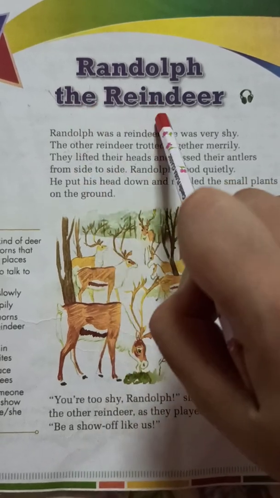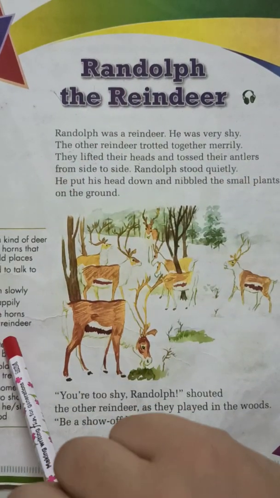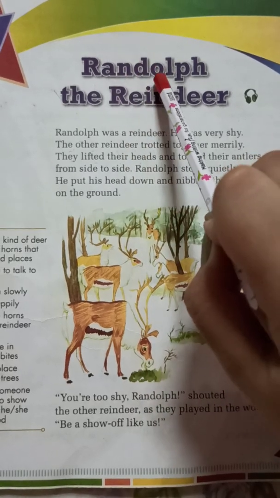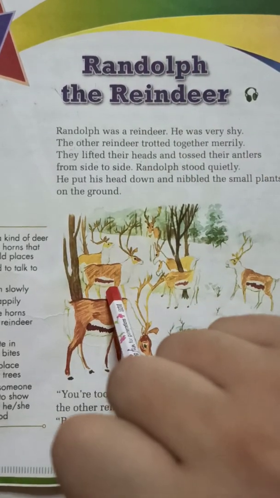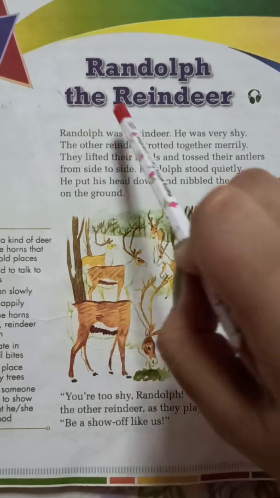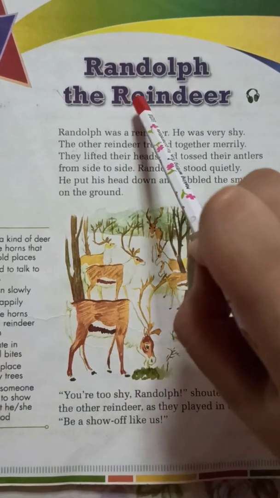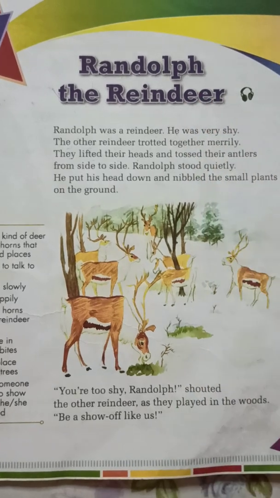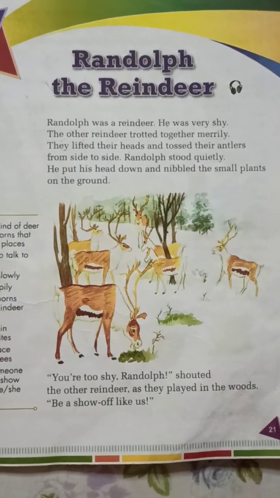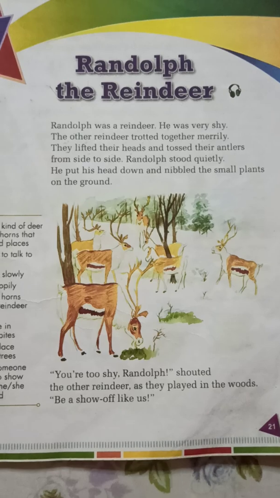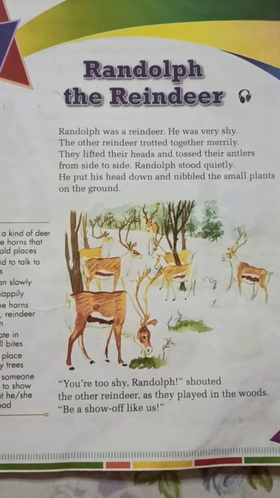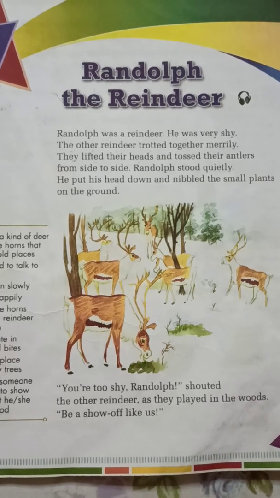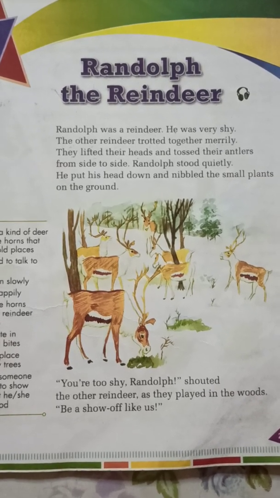Randolph the Reindeer. First, let us spell Randolph. R-A-N, Ran, D-O-L-P-H, Dolph. Randolph the Reindeer. R-E-I-N, Rain, D-E-E-R, deer. Randolph the Reindeer. Okay, so this story is about a reindeer called Randolph.